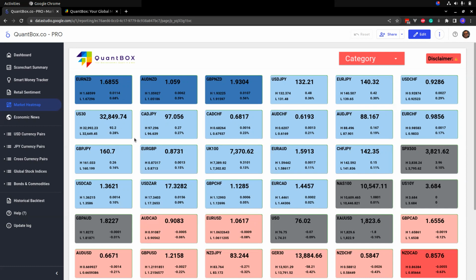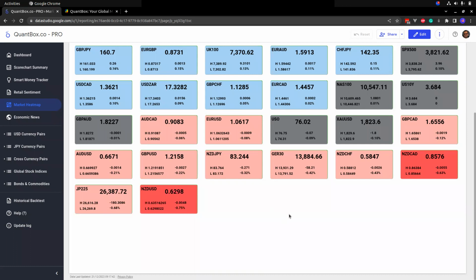They're up the most. And then at the bottom, we've got the currency pairs that moved the lowest, down the most, the most bearish currency pairs. And you can see here, that would be Kiwi Swissy, Kiwi CAD, and Kiwi Dollar. So the common thread is the Kiwi. Now we'll jump into that in a moment.